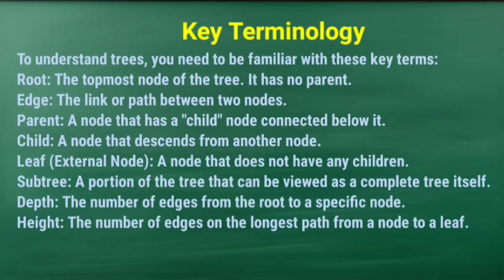Leaf, a node that has no children, the ends of the branches. Height, the number of edges on the longest path from a node to a leaf. Depth, the number of edges from the root to a specific node.